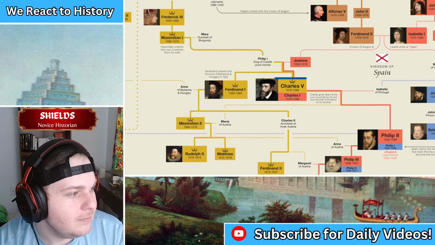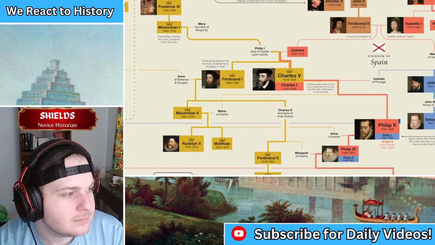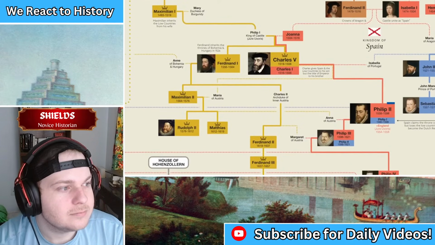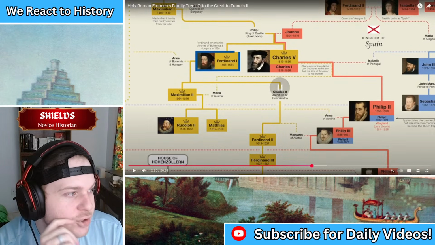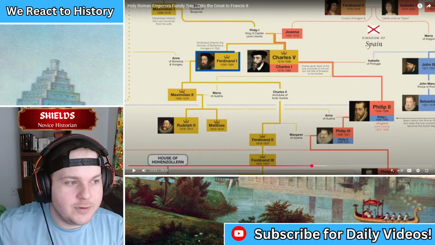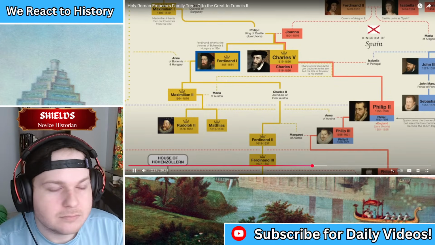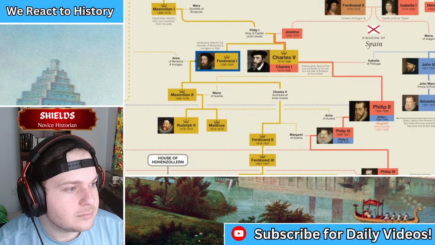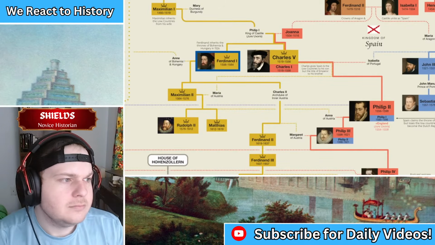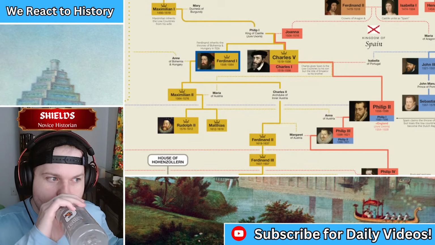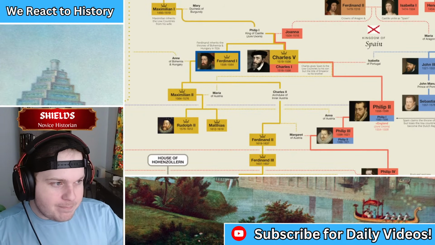He decided to split his dominions between his son, Philip II, who inherited Spain and the Low Countries, and his brother, Ferdinand I. So Ferdinand's and so forth, that way is going to be the emperorship. Who ended up getting the title of Holy Roman Emperor. Through his wife Anne, Ferdinand had also inherited both Bohemia and Hungary. So once again, the crowns of Germany, Bohemia, and Hungary were united under a single ruler.